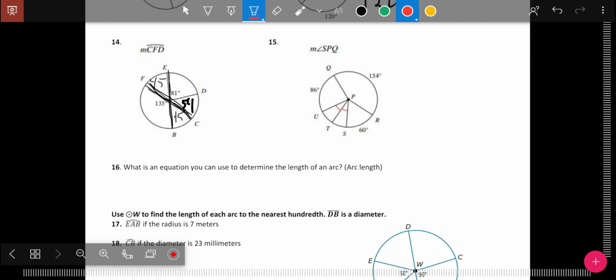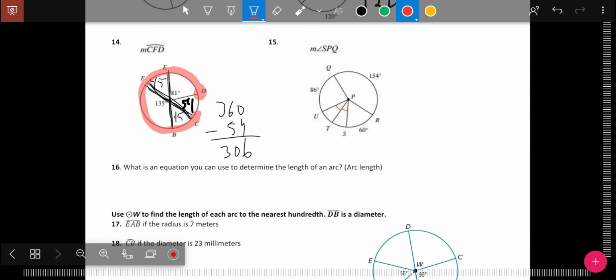So now what is the question asking? Well, it's asking from C to D, but going through F along the way. So it's asking to go this way. So it's everything but the 54. So 360 minus 54 is 306.